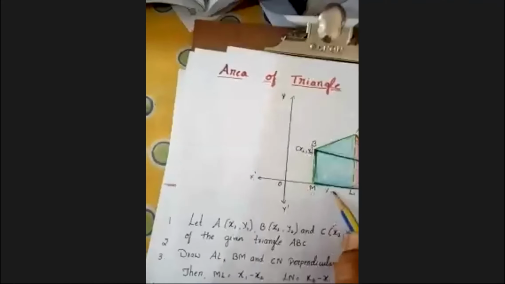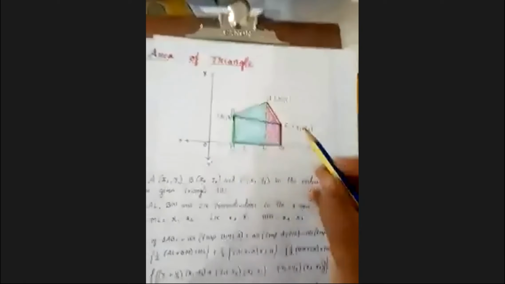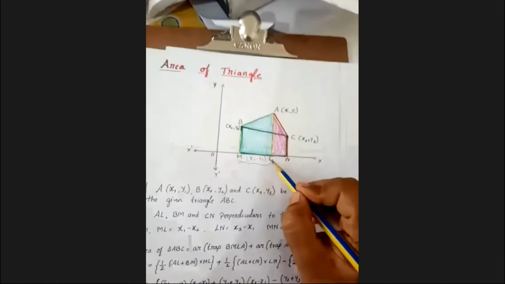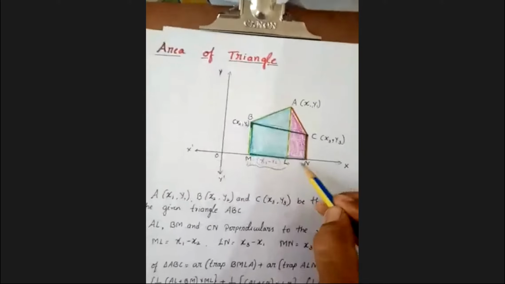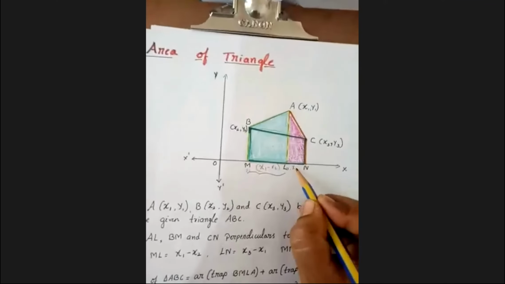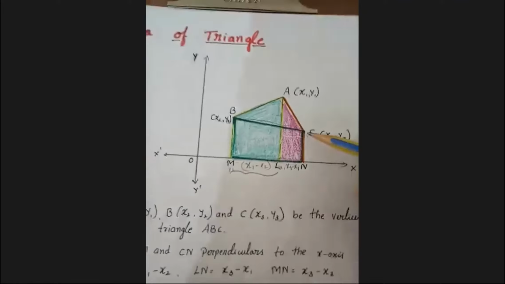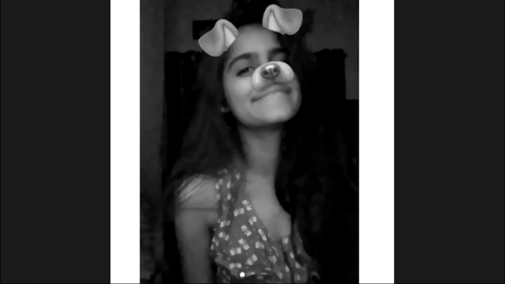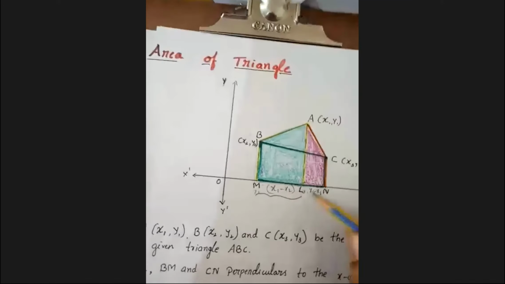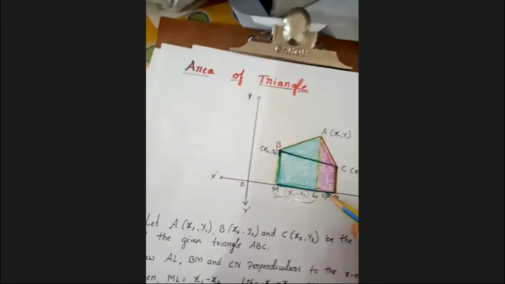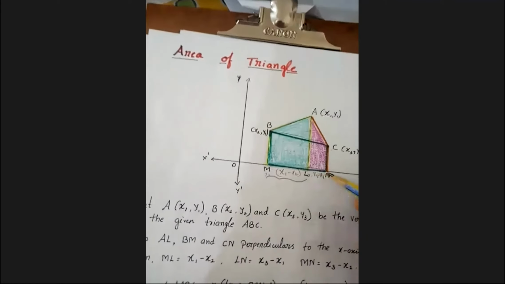Am I clear, children? L is x1, so ML is x1 minus x2. Same thing for LN: N is x3 and L is x1, so the value of LN is x3 minus x1. Am I clear here? This is the x-axis, this is x3, and L on the x-axis is x1. So the LN measurement is x3 minus x1.